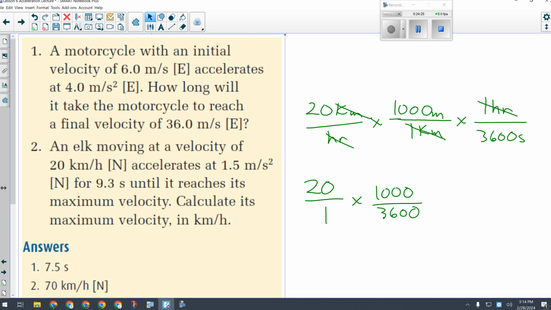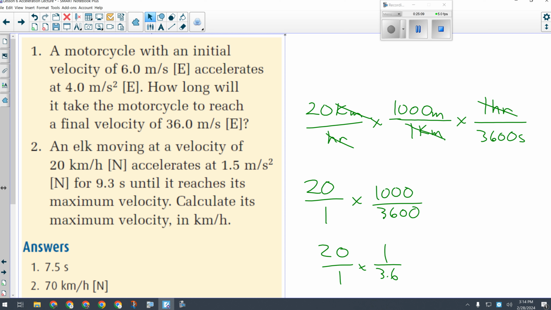Is there a shortcut to that? If I divide both of these by 1,000, I'm back to this, 20 over 1 times 1 divided by 3.6. It's just a ratio, right? All I'm doing is multiplying by a ratio. What's 20 times 1? 20. Can I just take kilometers per hour and divide by 3.6? I can. That's the shortcut. Okay? If I want to convert kilometers per hour to meters per second, I divide it by 3.6. If I want to convert meters per second to kilometers per hour, I multiply by 3.6. 3.6 is the magic number, okay, when converting kilometers per hour to meters per second.